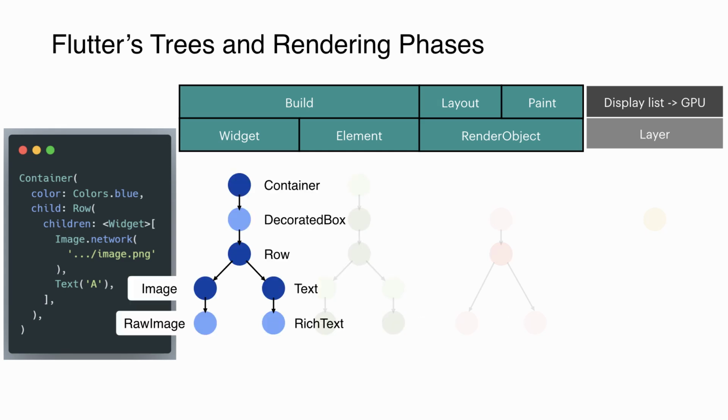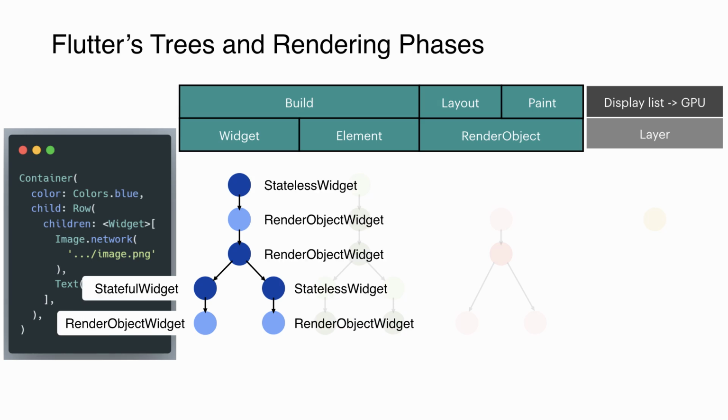So if we go back to our widget tree and take a quick note of the different widgets, we can see that these widgets are representative of different types. For example, a container is a stateless widget, while a decorated box is a render object widget. And as we read before, a render object element uses the render object widget as its configuration. So what this basically means is that this is a widget that will be rendered to the screen, and not just a component that lays out other widgets.